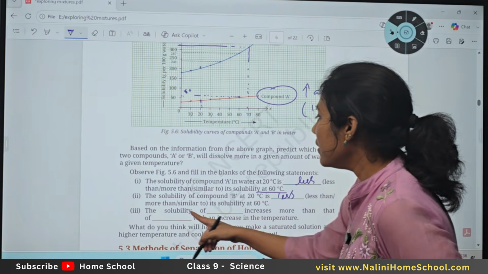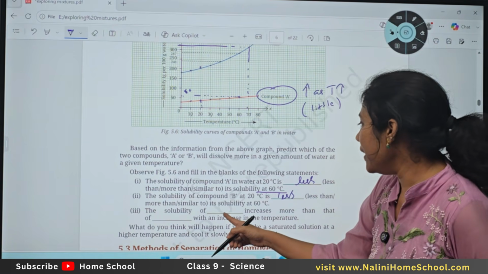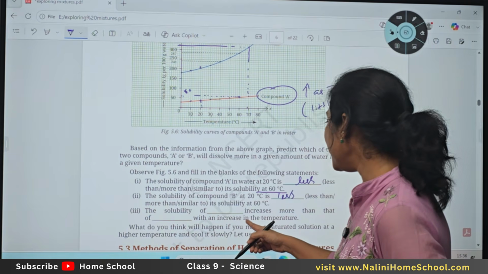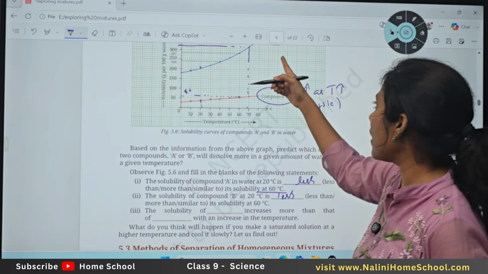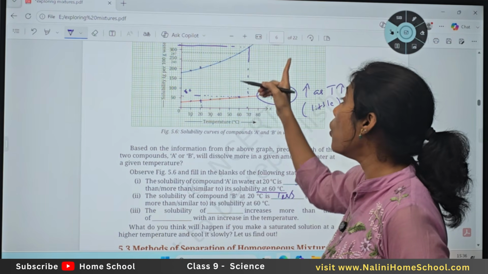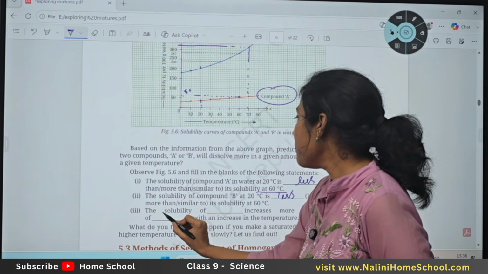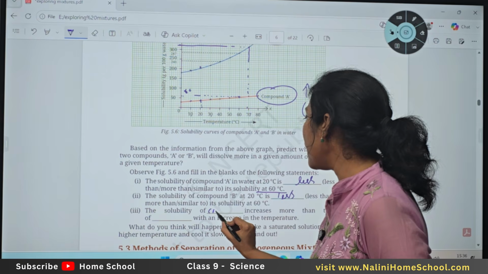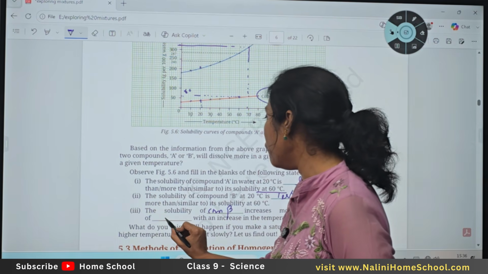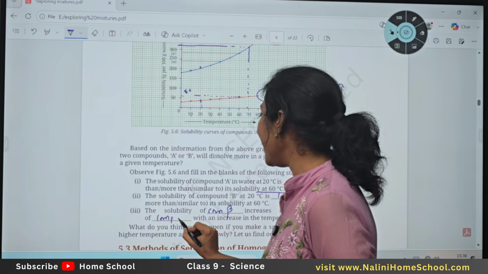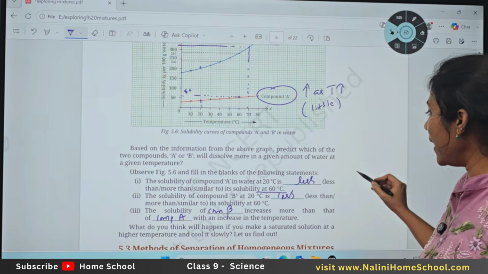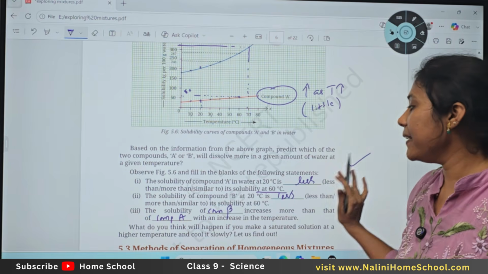Okay, now third one, the solubility of dash increases more than that of dash with the increase in the temperature. So compared to A and B, whose solubility is increasing more? Yes, definitely the solubility of compound B increases more than that of compound A, okay, with the increase of temperature. That's it. Okay, so now solubility is over.